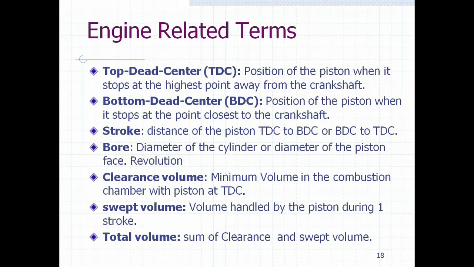Next, bore. The bore is the diameter of the cylinder, equal to the diameter of the piston face plus a very small clearance provided between the cylinder and the piston face. Clearance volume. The clearance volume is the minimum volume in the combustion chamber with the piston at TDC, which is denoted by capital V suffix C.